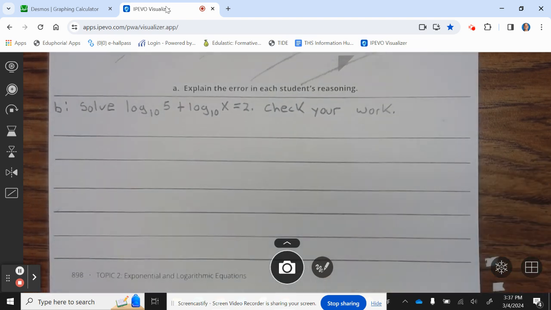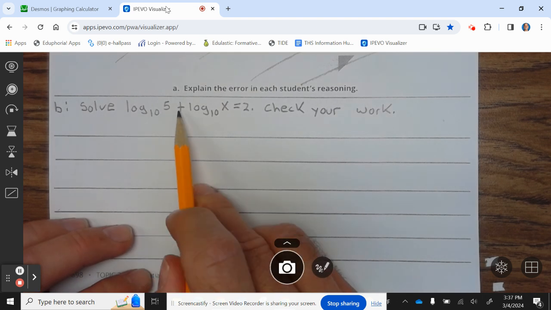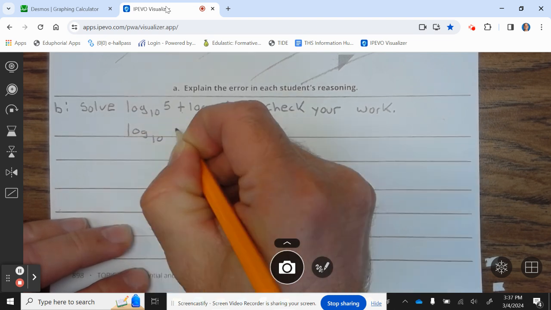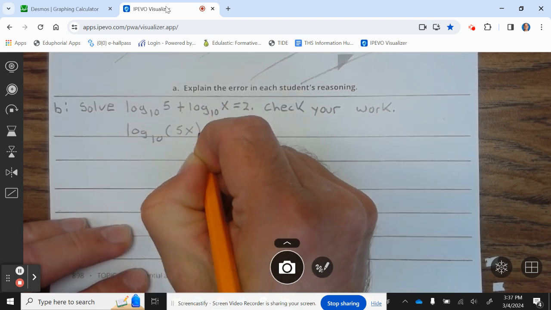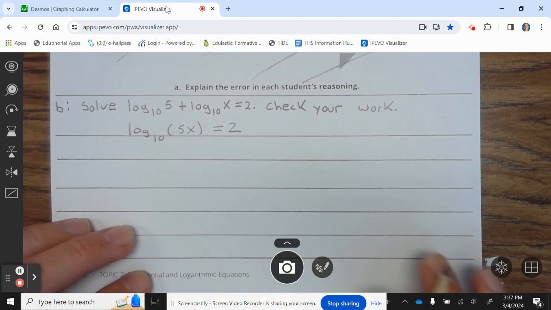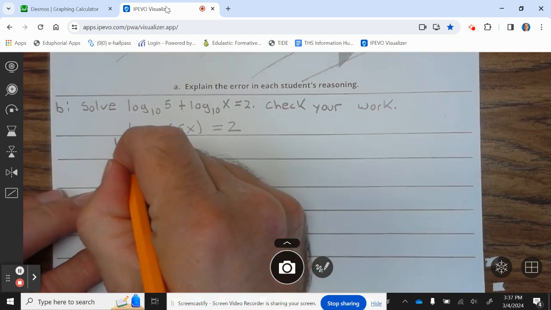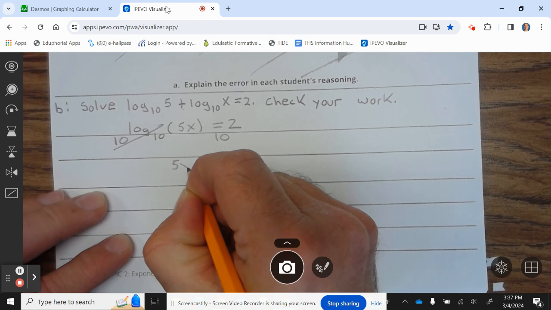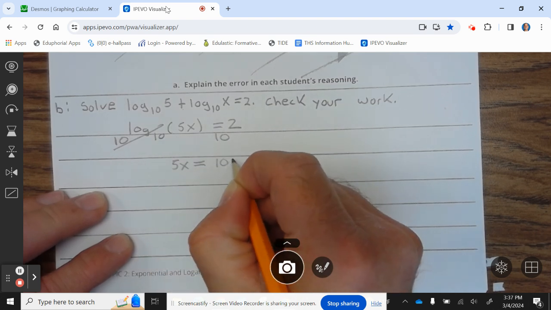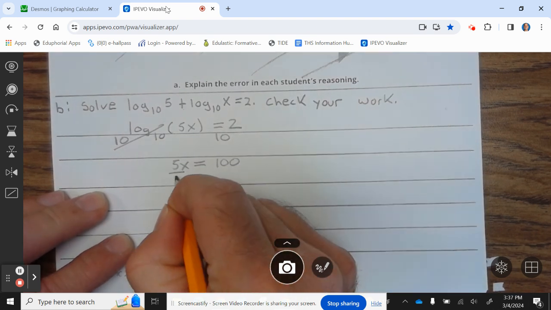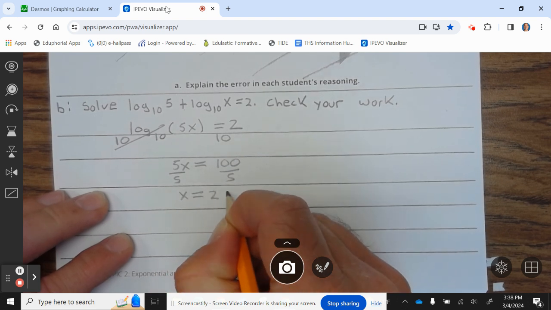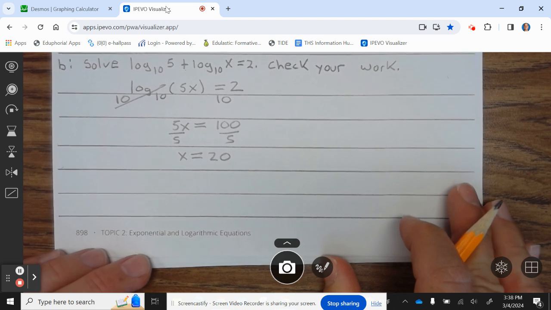Solve log base 10 of 5 plus log base 10 of x equals 2. Check your work. So the addition becomes multiplication, so this becomes log base 10 of 5x equals 2. I'm going to raise both sides by 10. Cancels, you're left with 5x equals 100. Divide both sides by 5. X equals 20. Okay, let's go ahead and check.